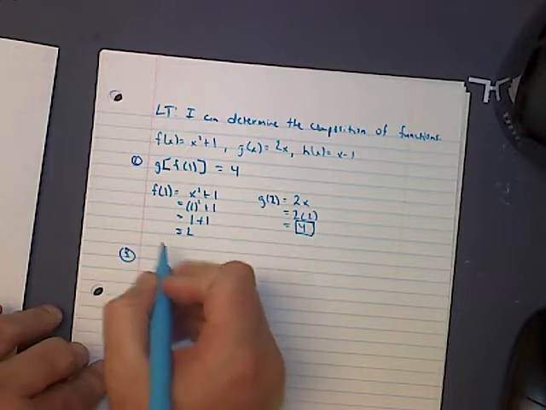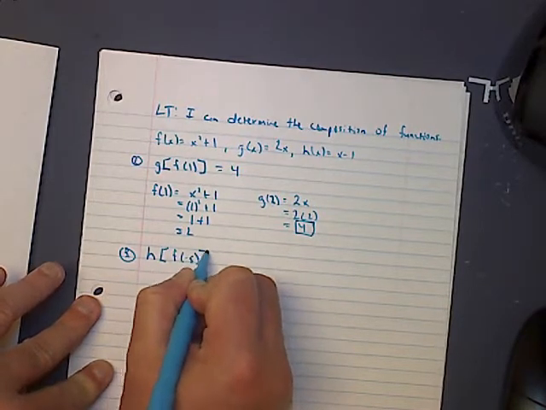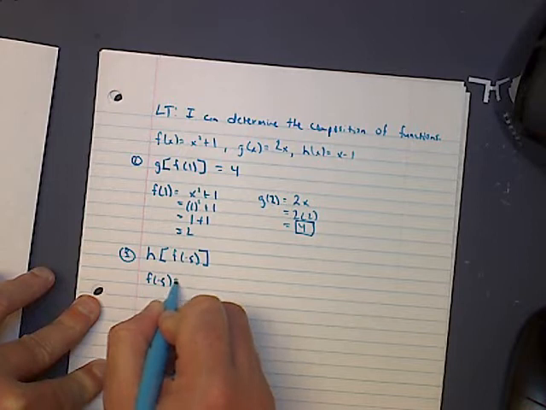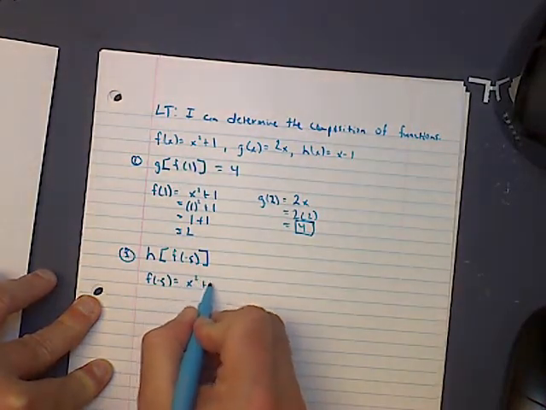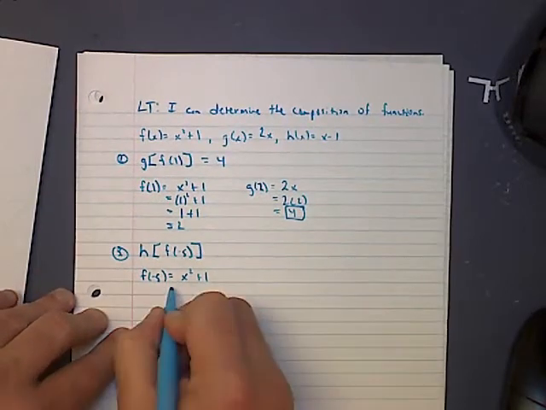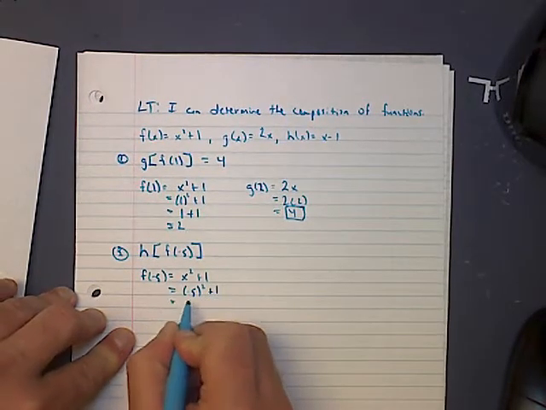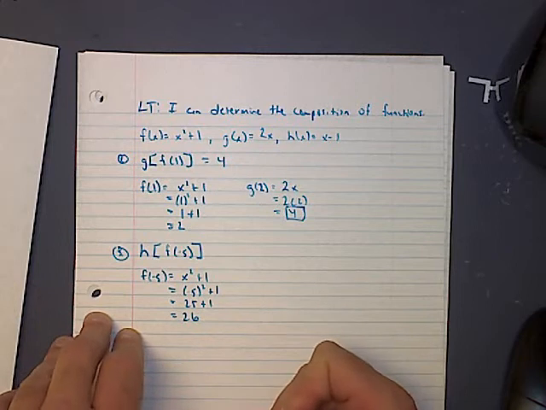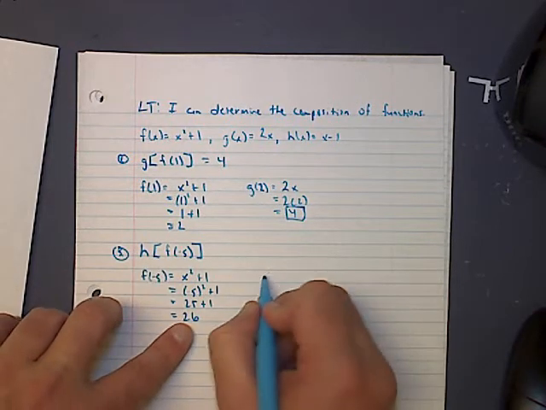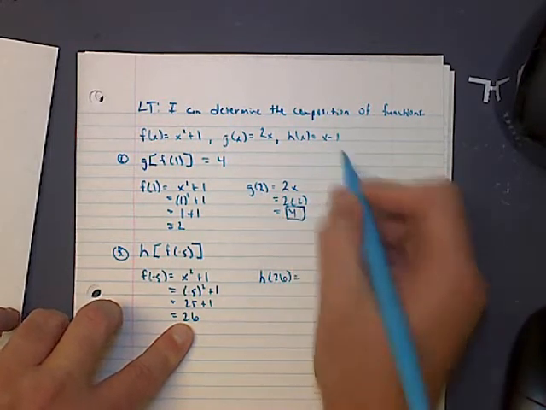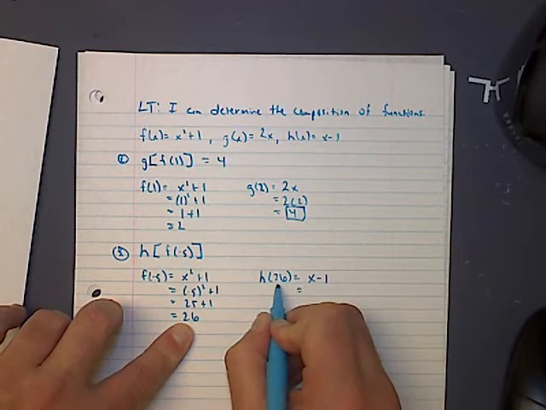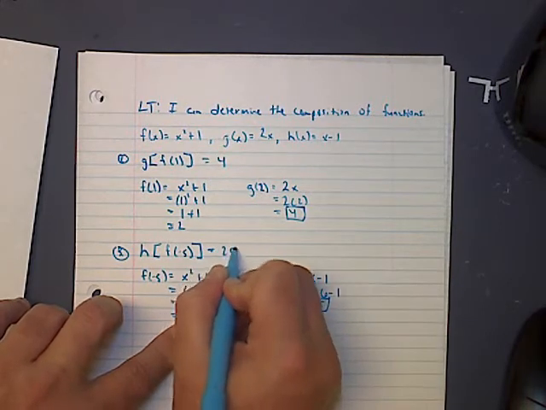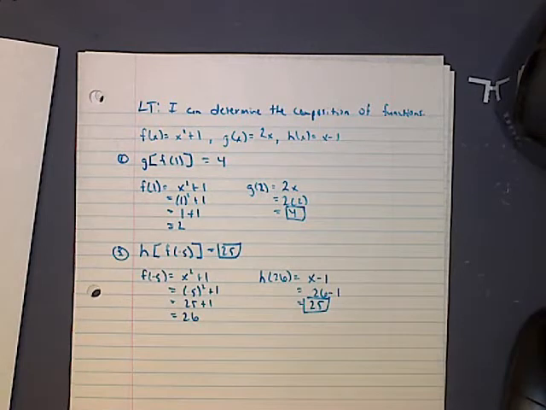Number 3, h of f of negative 5. Work from inside out. F of negative 5. The f function is x squared plus 1. Negative 5 squared plus 1. Negative 5 squared is 25. 25 plus 1 is 26. Now, find h of this. H of 26. My h function is x minus 1. Whatever's in this parentheses is what I substituted for x. 26 minus 1 is 25. That is my overall answer. It's 25. H of f of negative 5 is 25.